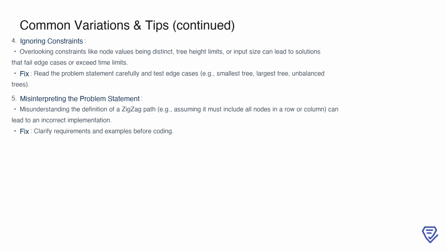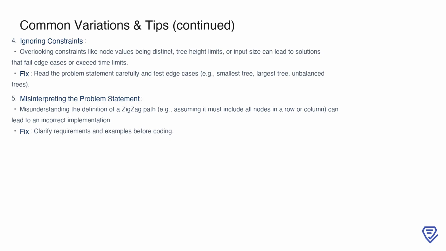Additionally, ignoring constraints is another pitfall. Constraints like distinct node values, tree height limits, or input size are critical to consider, and overlooking them can cause your solution to fail edge cases or exceed time limits. It's essential to carefully read the problem statement and test your code against edge cases, such as the smallest or largest possible trees, as well as highly unbalanced trees.